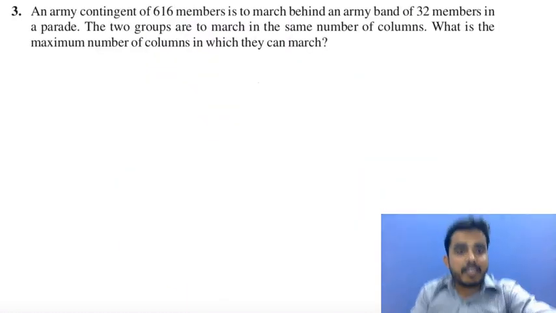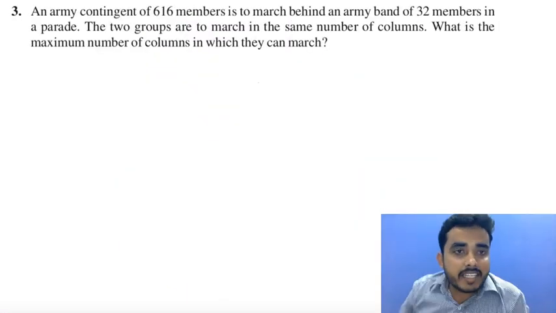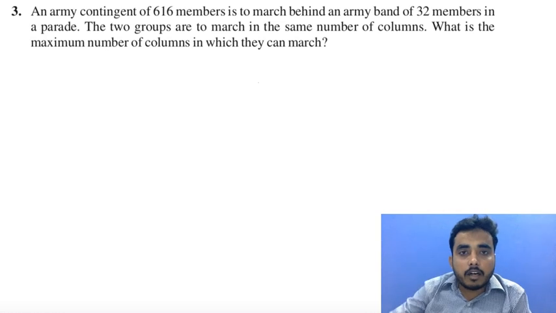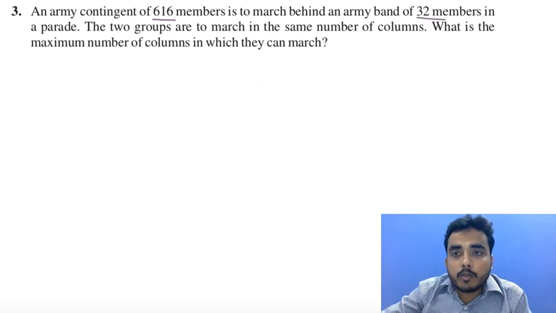So students, here is question number 3 on our screen, which says: an army contingent of 616 members is to march behind an army band of 32 members. In a parade, the two groups are to march in the same number of columns. What is the maximum number of columns in which they can march?